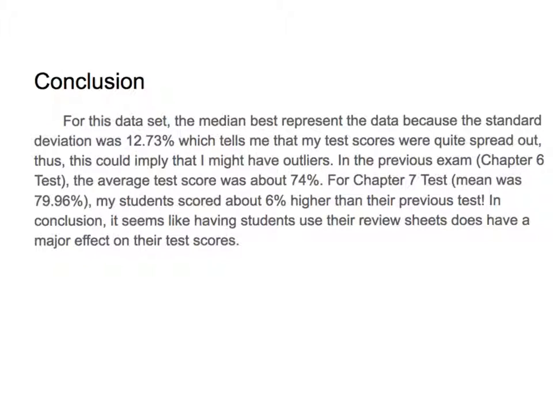That means you need to leave a link down here stating where that information came from if you're using an outside source. And then this part here says for chapter 7, the mean was 79.96%. This is the mean that we calculated in the beginning of our project when we were trying to calculate the mean. So that's stated here. My students scored 6% higher because I'm comparing this number with this number, and I notice it's about a 6% difference than their previous tests. So because their percentage is higher, I can say, in conclusion, it seems like having students use their review sheet does have a major effect on their test scores.